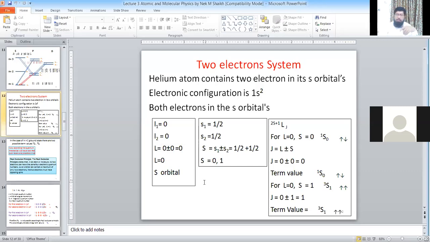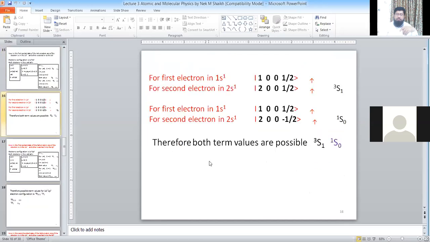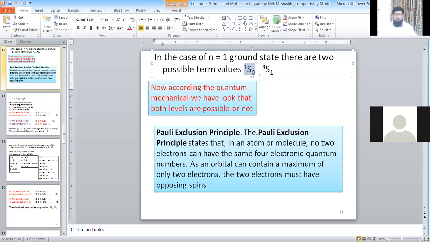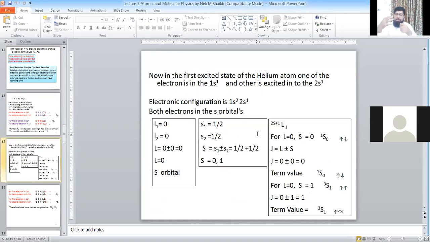So the term value for the ground state is 1S0. Now the question is, if one of the electrons is excited from n equal to 1 to n equal to 2. In n equal to 2, there are two orbitals. One is the s orbital and the other is the p orbital.